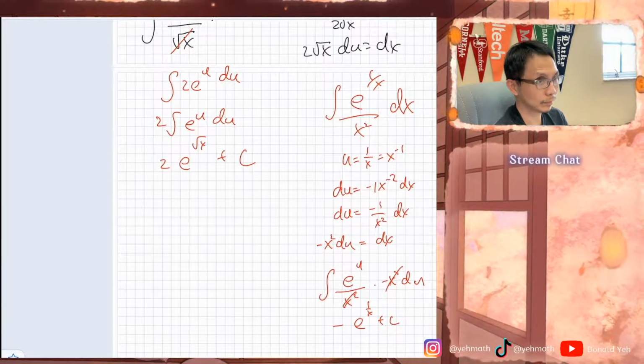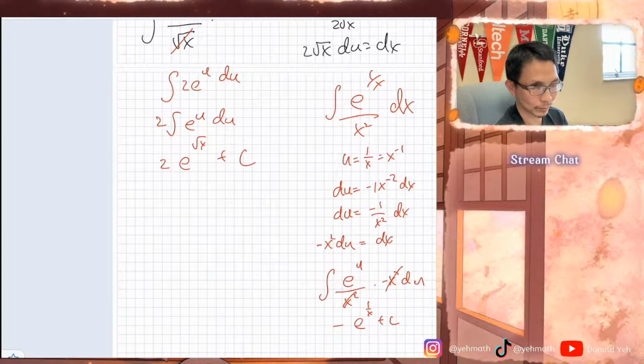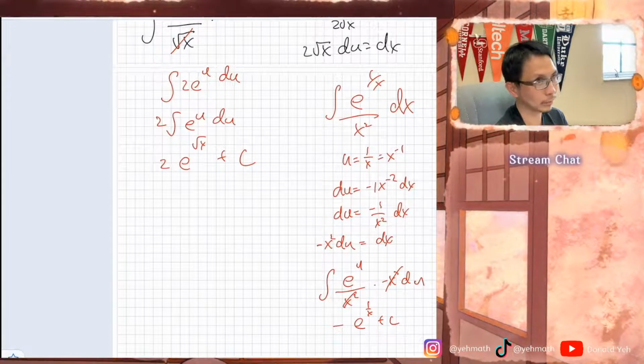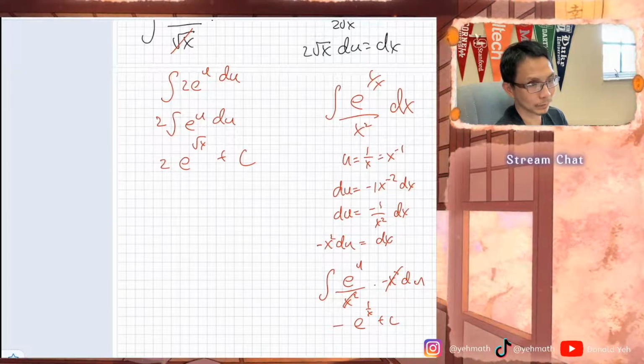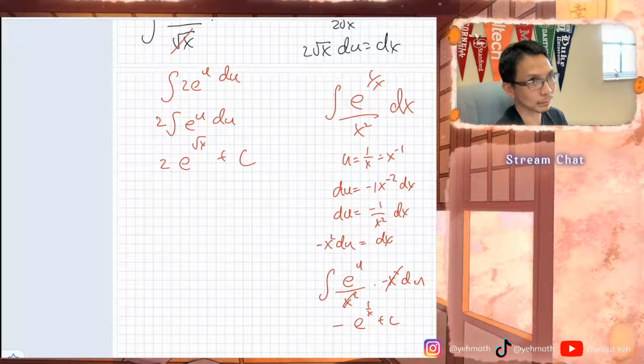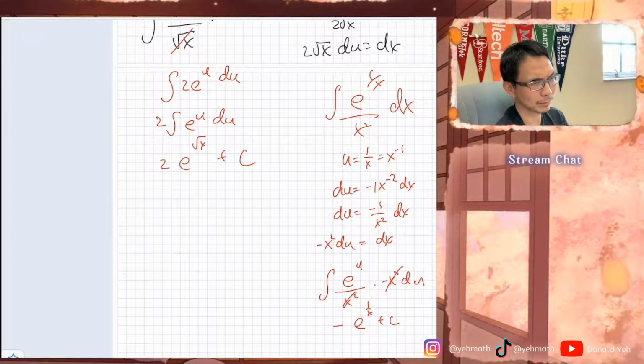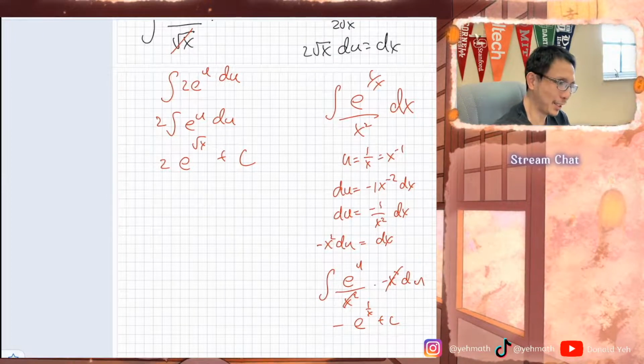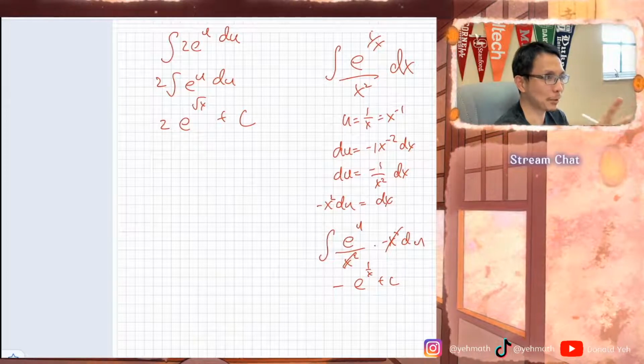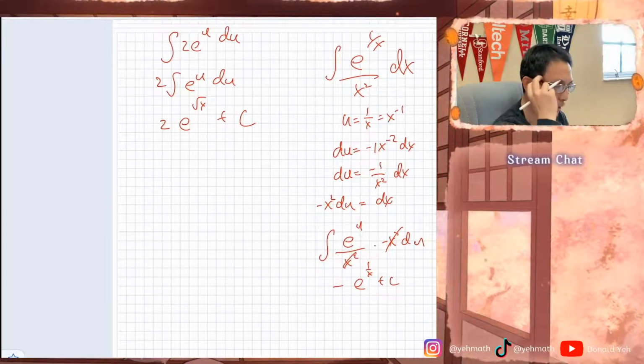Hey, is it not e to the 1 over x over x squared? That's a derivative, isn't it? It isn't. Wait, is it? Oh my god. Okay, don't mix up derivative and antiderivative. You're doing two separate things here.